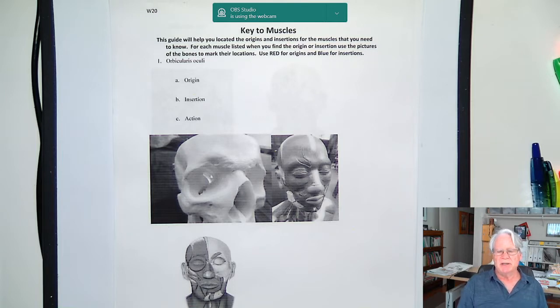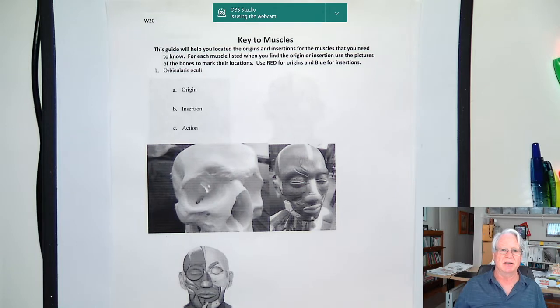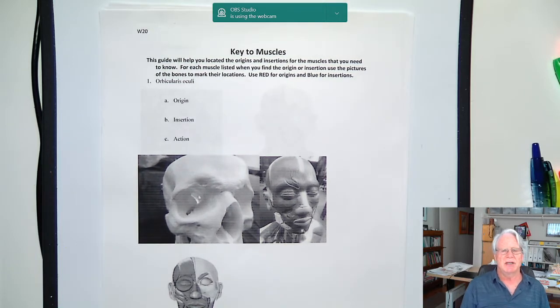So to begin with, what you should have in front of you is this handout right here. It says Key to Muscles, series of pictures. This is something that you're going to need. If you don't have it, go ahead and put me on hold right now and go download it from Canvas. The other thing that you're going to need is two markers, one red and one blue.